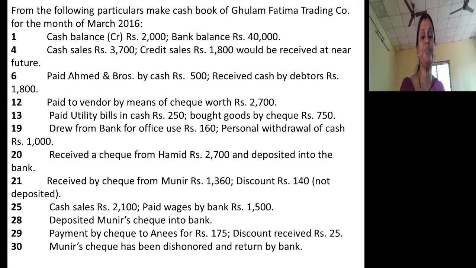Next one, drew from bank for office use 160. Whenever you withdraw cash from bank for office use, what's the journal entry? Cash increases, bank balance decreases. So cash account debit to bank account, which means cash account will be debited and bank account will be credited. This transaction will appear on both sides of the cash book, once in the cash column on the debit side, and a second time in the bank column on the credit side. So it's a contra entry.